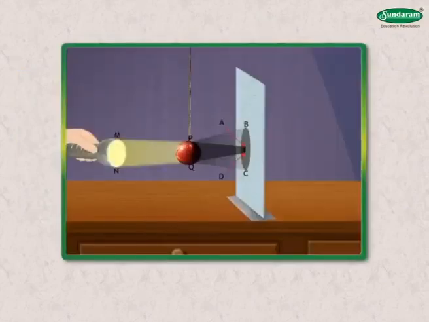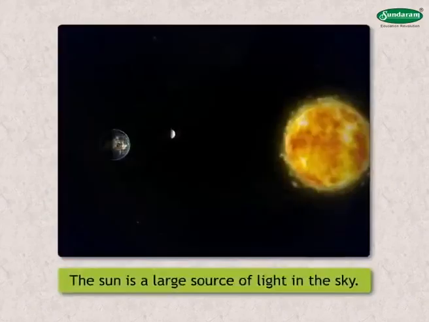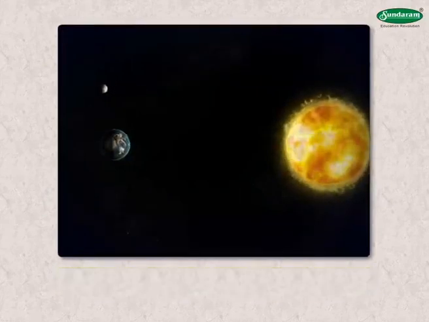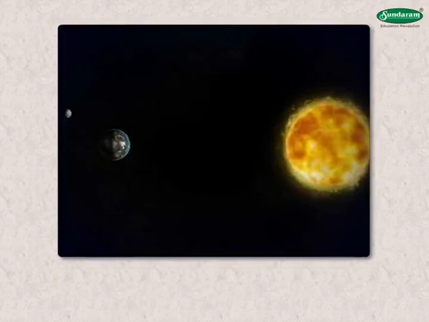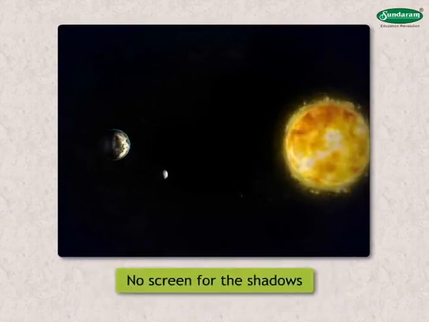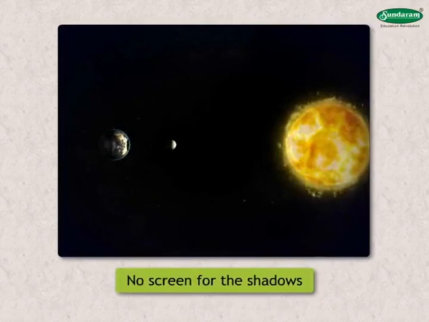Eclipses. We saw how, when there is a source of light, an object casts a shadow on a screen. The sun is a large source of light in the sky. The planet Earth and its satellite, the moon, are also in the sky. Why do we not see their shadows? Because there is no screen on which these shadows can fall.